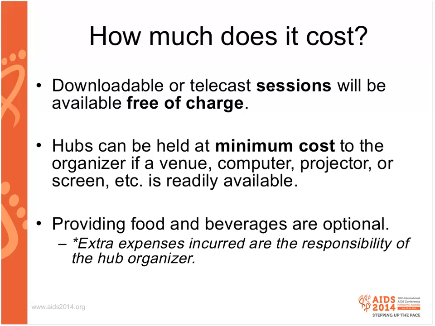Of course, you don't have to. But if you do, the extra expense would be your responsibility. You're welcome to charge for that. We ask that you not make a profit on it because the hubs, the education is supposed to be available for everyone.